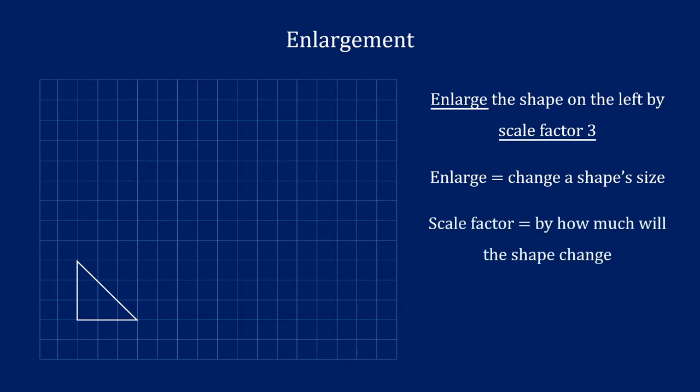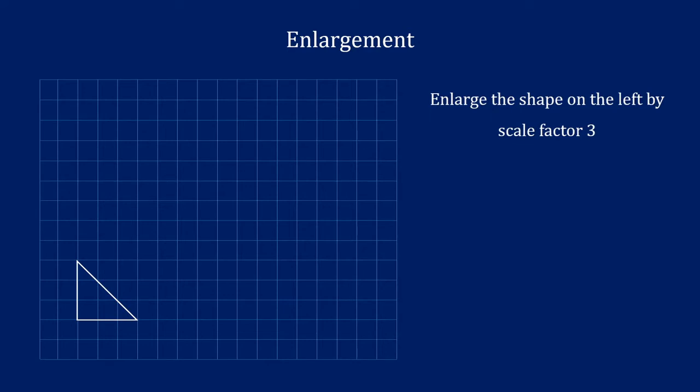What's a scale factor? A scale factor tells you by how much the shape is going to change. So a scale factor of 3 means the shape will get 3 times bigger. Cool? Make sure you write those down. Alright, let's do the actual question now. So, we're enlarging by a scale factor of 3. So first we need to check what the sides are, because then we're going to do sides times scale factor, which will give you the enlarged side.